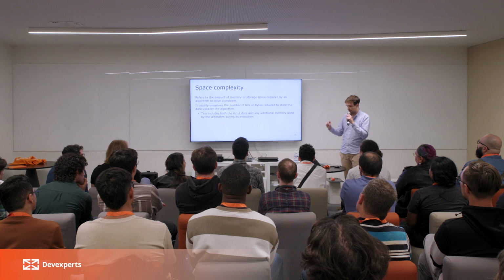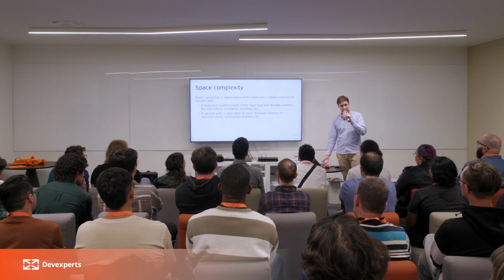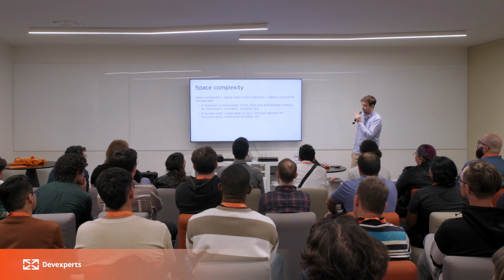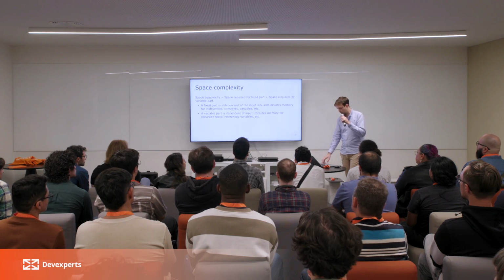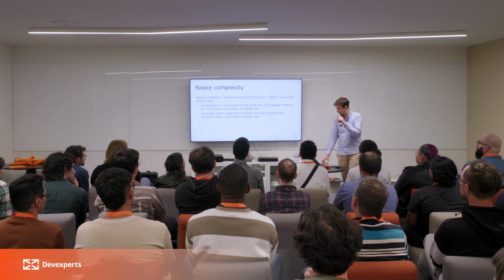To calculate this space complexity, we use two parts: the space required for the fixed part and the space required for a variable part. The fixed part includes memory instructions, constants, variables. It's independent of input size. The variable part is dependent on input size. So it includes recursion stack, reference variables, and much more. We will see two examples of this.